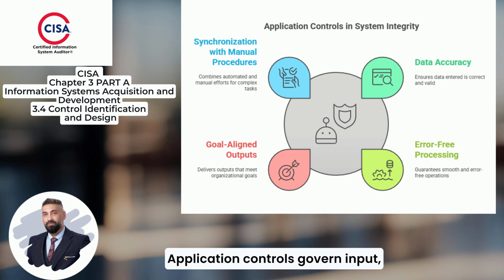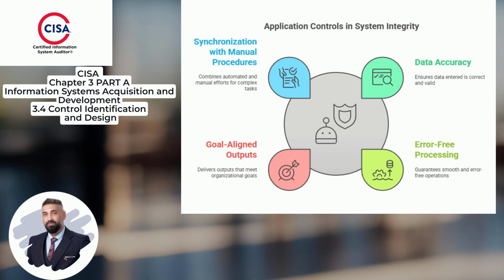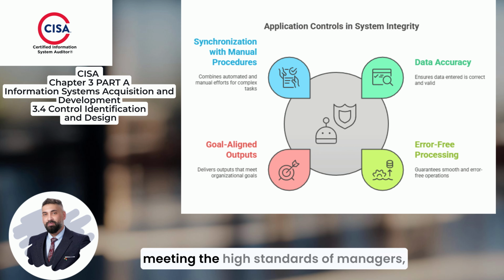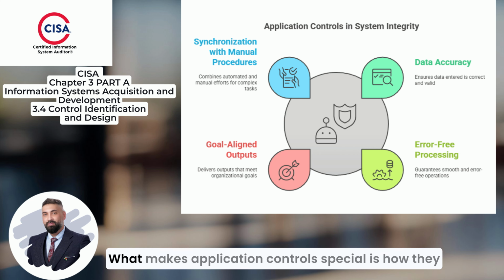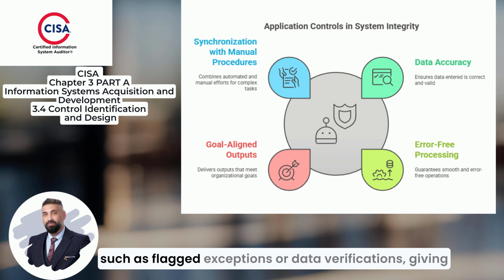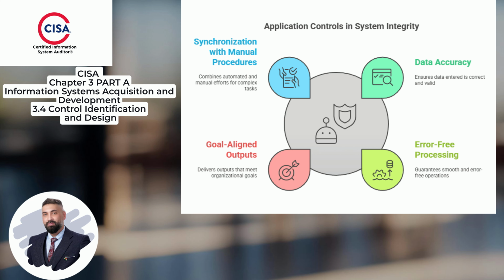Application controls govern input, processing, and output. They ensure that data entered are accurate, valid, and legitimate. Processing happens as expected, without errors or glitches. The final outputs align with goals, meeting the high standards of managers, decision makers, and auditors alike. What makes application controls special is how they synchronize with manual procedures to tackle complex situations, such as flagged exceptions or data verifications, giving the operations both agility and stability.